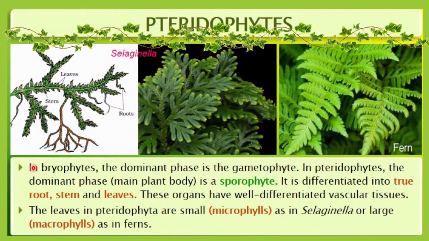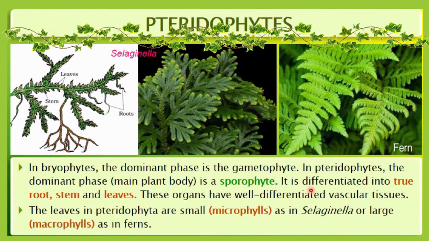One more thing you have to remember: bryophytes have gametophyte as the dominant phase. But in the case of a pteridophyte, the dominant phase, meaning the main plant body, will be the sporophyte. So this is the major difference between bryophytes and pteridophytes. Let me repeat: the main difference is that in bryophytes the dominant phase, the main plant body, is the gametophyte, whereas in pteridophytes the dominant phase is the sporophyte. So remember this.